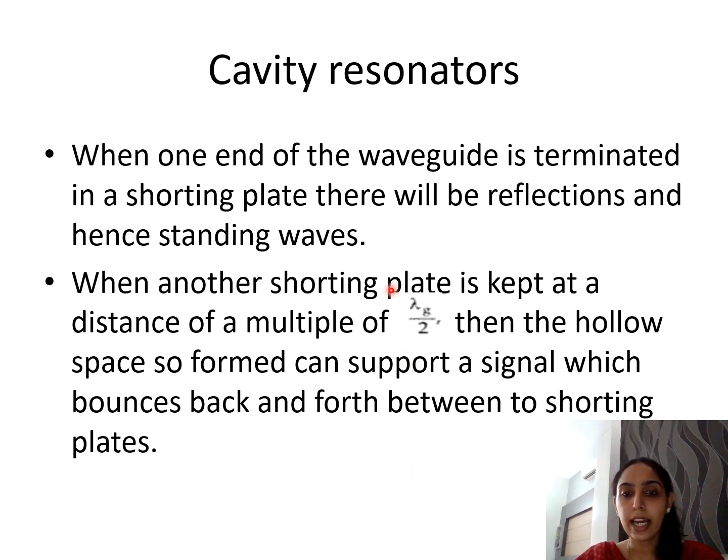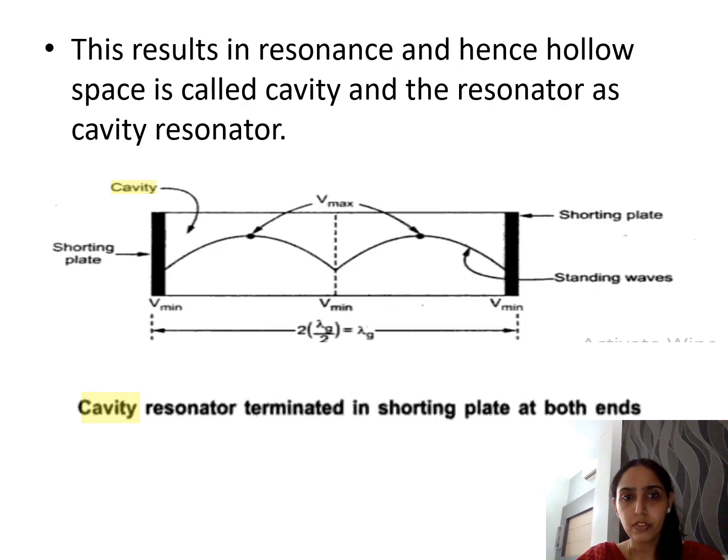This shorting plate can be kept at multiples of lambda g by 2, say lambda g by 2, 2 lambda g by 2, 3 lambda g by 2. If it is kept at such multiples, then the standing wave, the signal reflecting back and forth, is said to have a resonance effect. This results in resonance, and the hollow space so formed is called a cavity and the resonator a cavity resonator. This figure shows two shorting plates and the standing wave pattern produced.